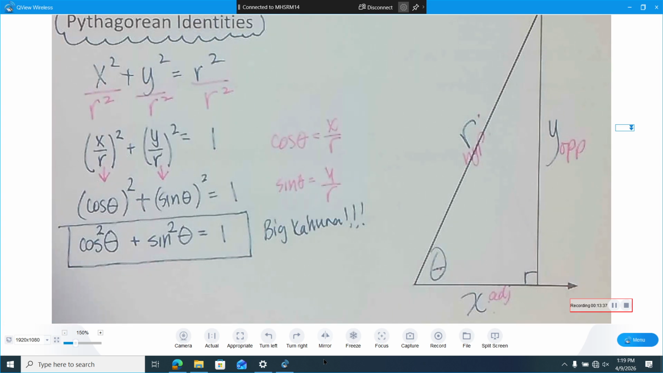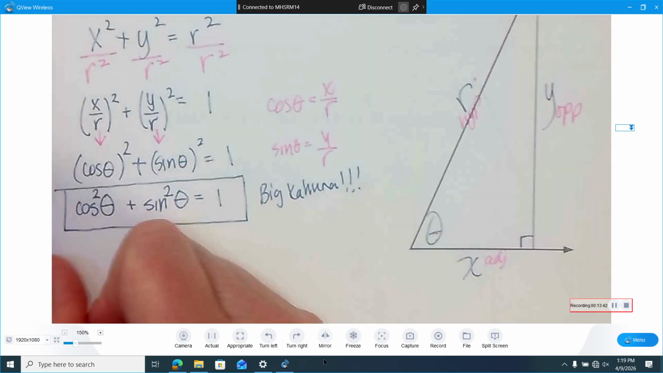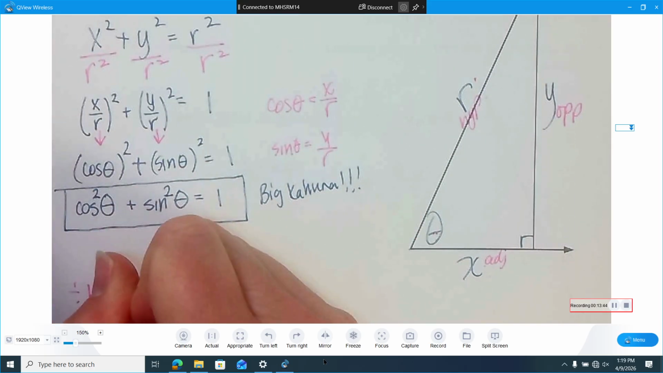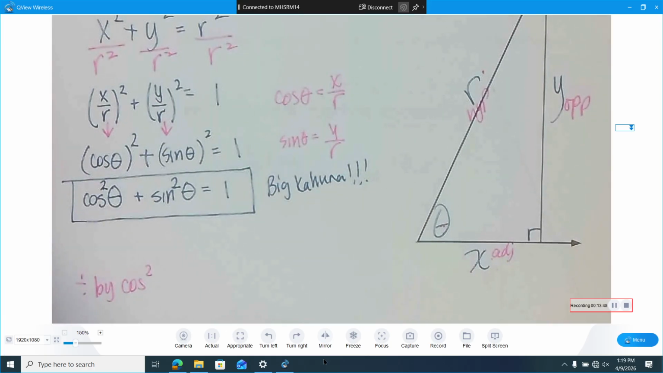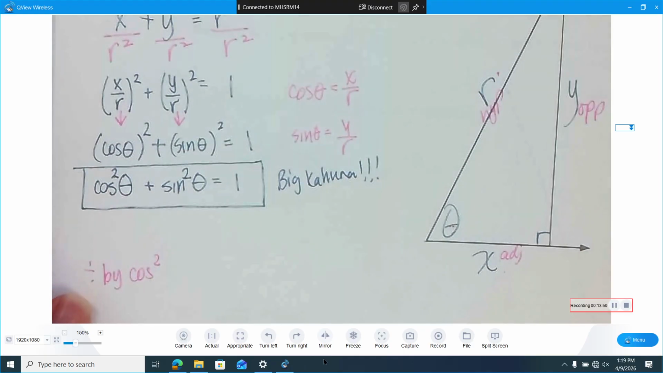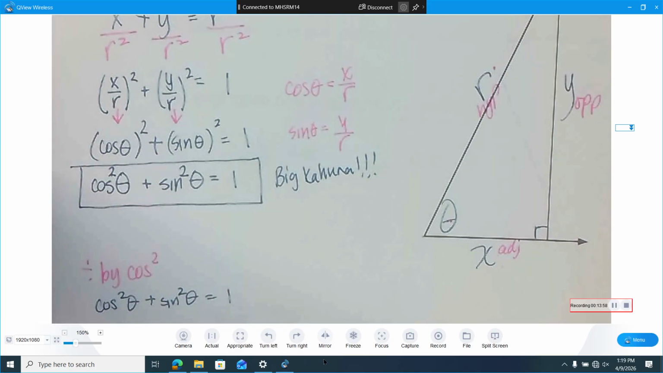Okay, so what we can then do is create some others to get our other trig functions in there. We're going to do a couple things. We're going to divide through by cosine squared. So I'm going to take my equation here, which was cosine squared theta plus sine squared theta equals 1, and divide every single term by cosine squared.